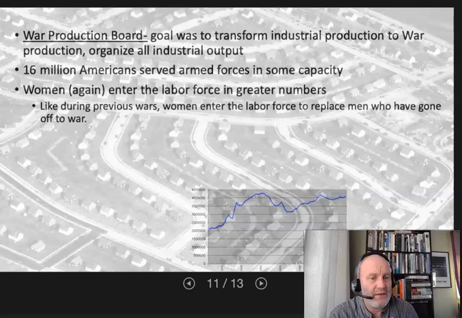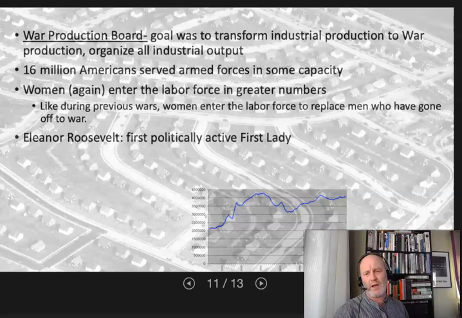And just like during World War One, just like during the Civil War, doing jobs that men had formerly done is very empowering for them. Famous women who have prominent public roles at this time, obviously Eleanor Roosevelt, the First Lady to Franklin Delano Roosevelt.